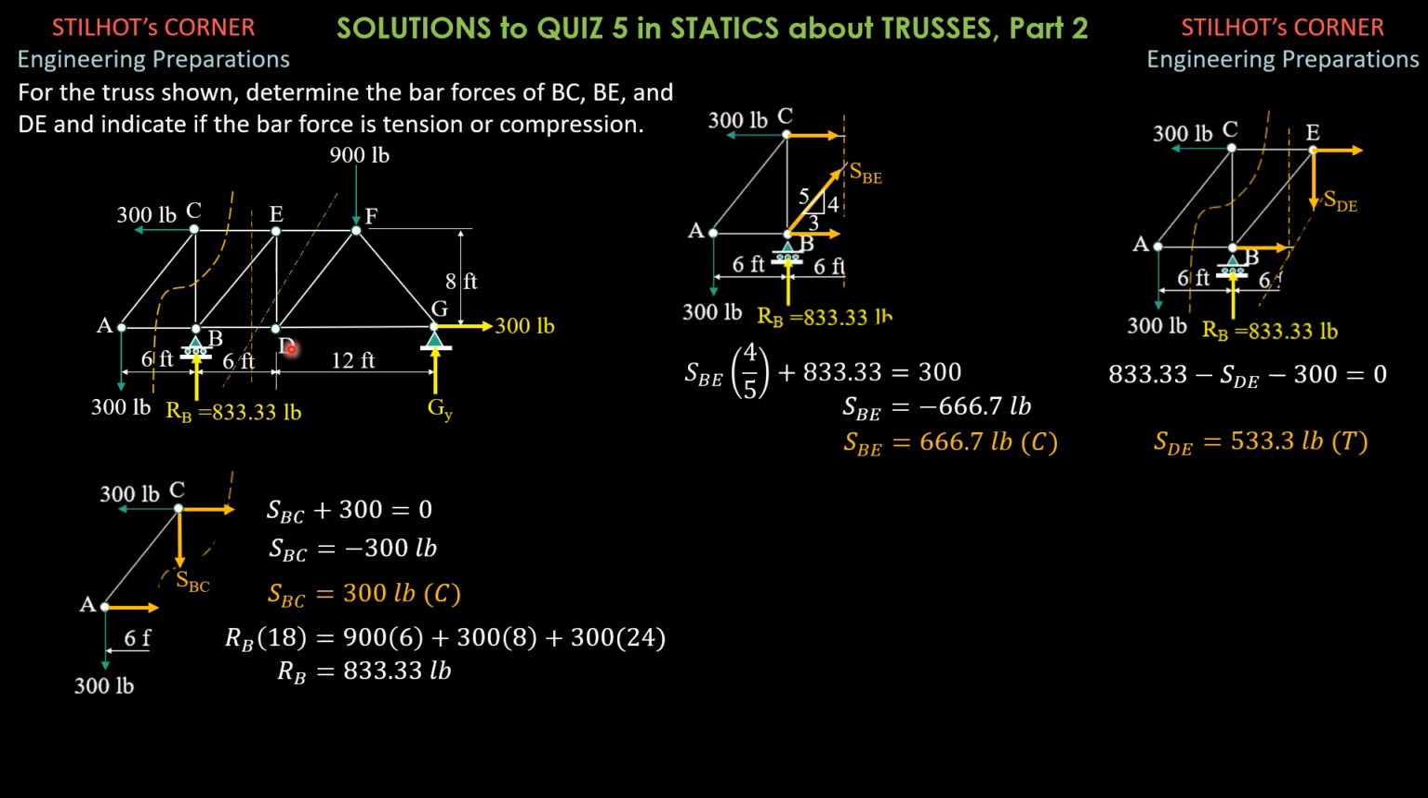Finally, for DE, we have to introduce this section again so that two members will be horizontal, one is vertical, so we can solve for this vertical member by summing up forces vertical. And this is the free body diagram. There's no need to name the other two section members. They are not involved in the summation of forces y equals 0 as equation of statics. So summation of forces y equals 0, 833.33, then minus SDE minus 300 equals 0. Solving for SDE, it is 533.3 pounds. Because it is positive, it is tension.